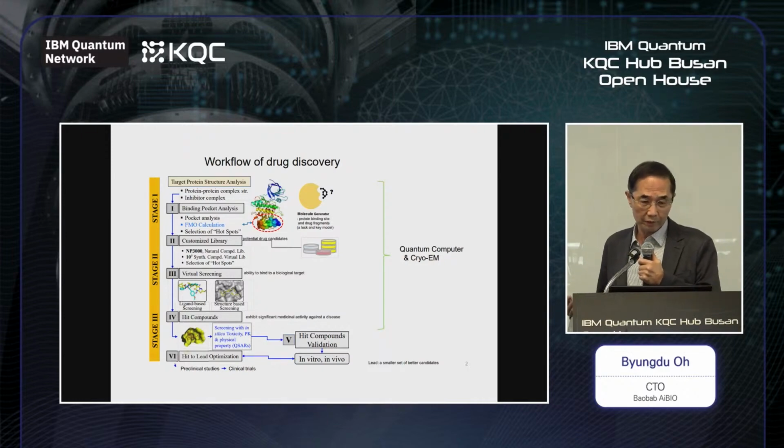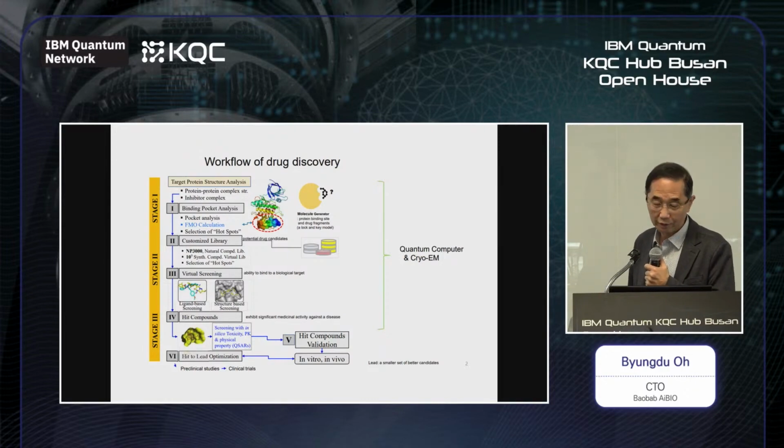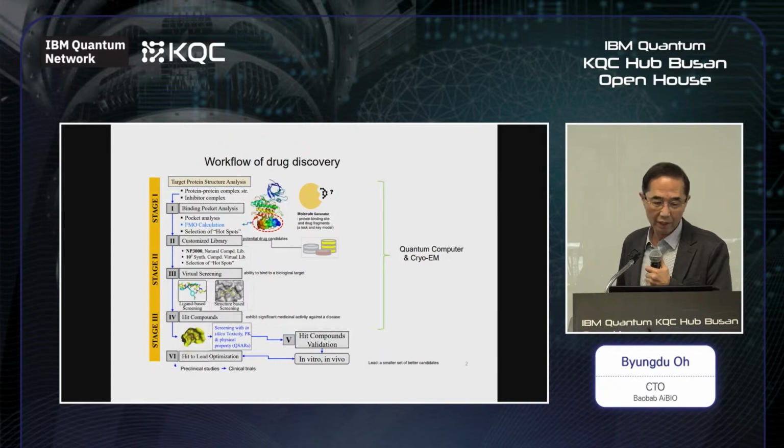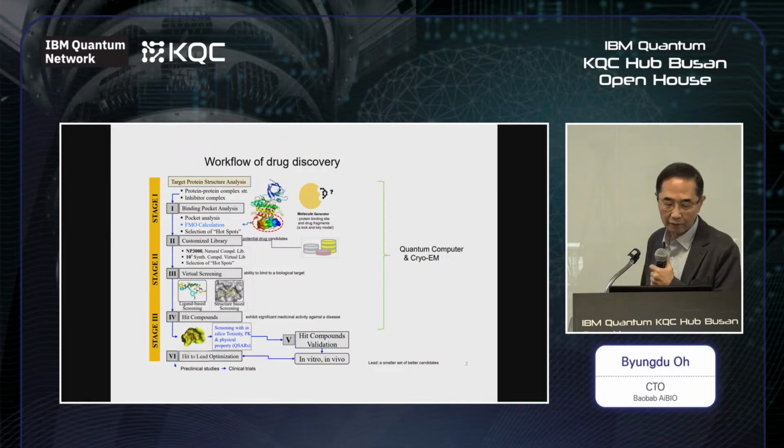And then we make a lot of customized potential drug candidates and make a library. From that library, we do virtual screening by using a computer, typically ligand-based screening and structure-based screening. We get hit compounds. Hit means it exhibits significant medicinal activity against the disease. And then we do another kind of screening with in silico toxicity, pharmacokinetics, and other physical properties. We get leads. Lead is a smaller set of better candidates.